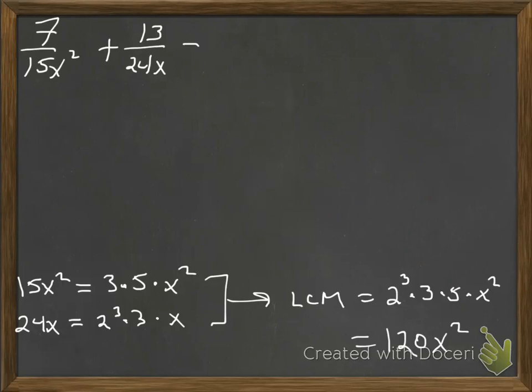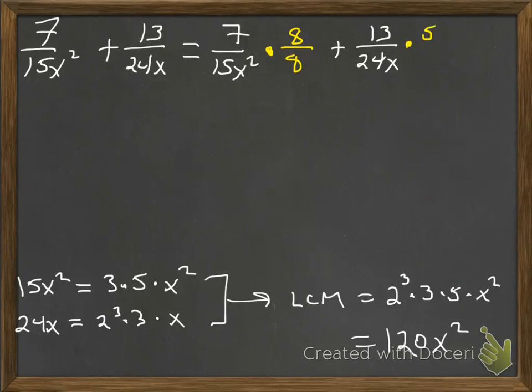And that's what I want to make my denominators look like, so that I have a common denominator, so then I can add my fractions. So we have 7 over 15x squared, and to make 120, I need to multiply by 8. It's already got the x squared, so just by 8. The second one, we have 13 over 24x. And I need to multiply by 5, and then to make an x squared, I need to multiply by another x.